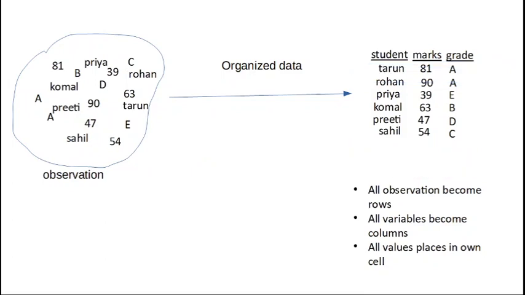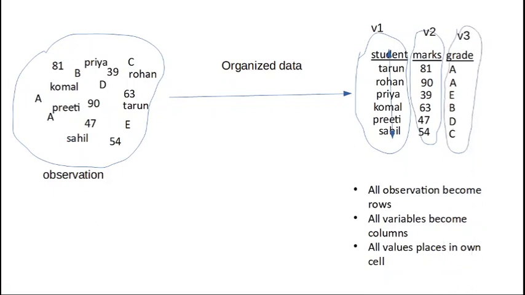Now come to the second point, all variables become columns. So I make a variable v1, student is a variable, and if you have ever used an Excel spreadsheet, student is called a column. Similarly, marks, v2, is also a column, grade is also a column. So all the variables become columns.